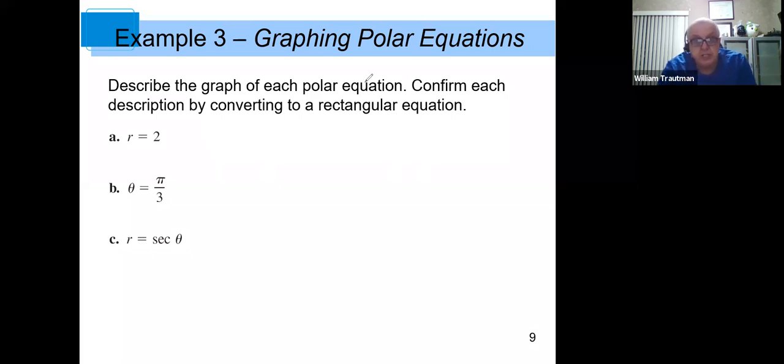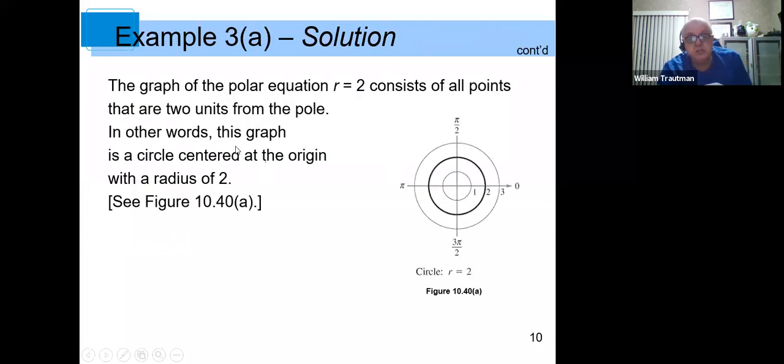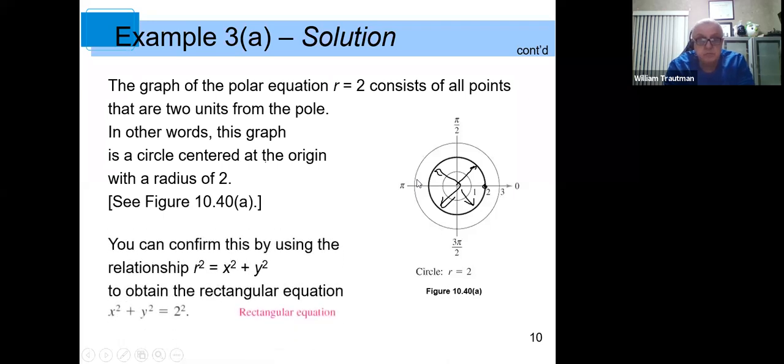And let's take a look at that. There's the circle with r equals 2. And r is 2, no matter where we have it. It's a circle with radius 2. And so there's our equation.